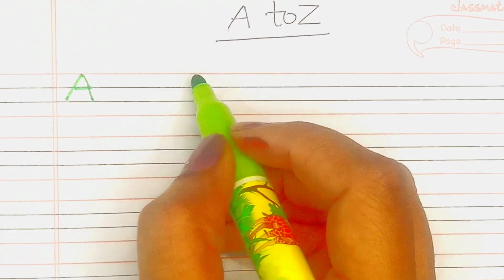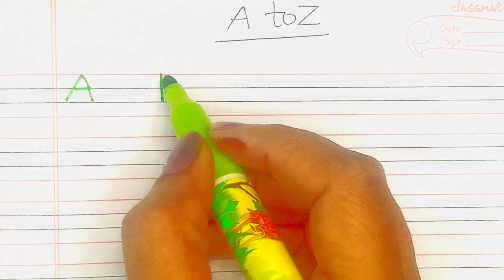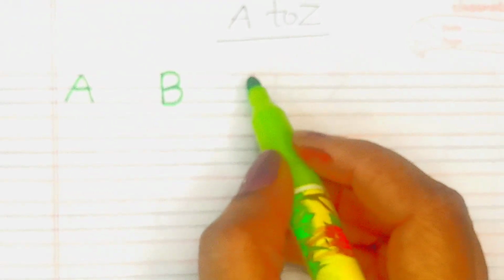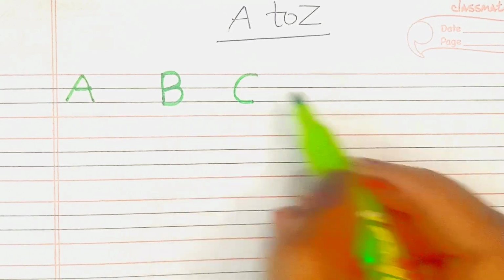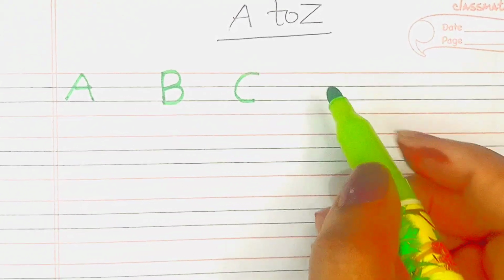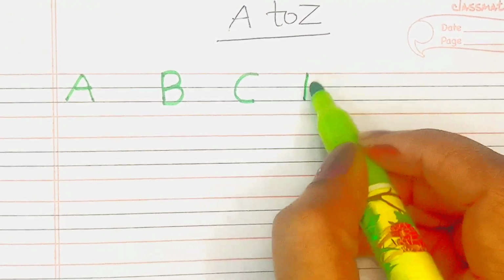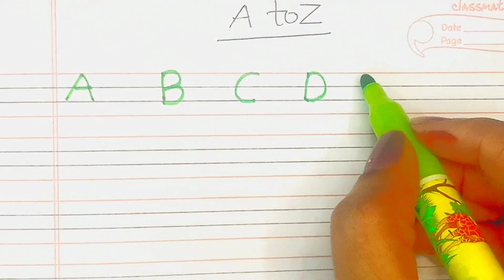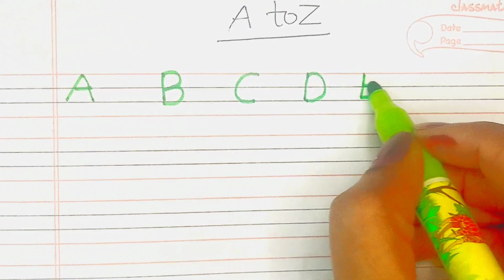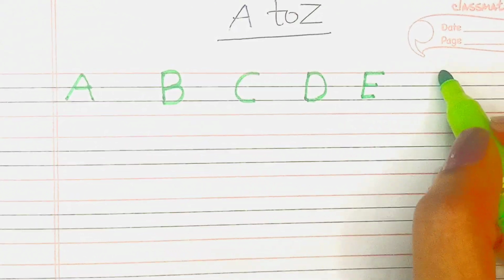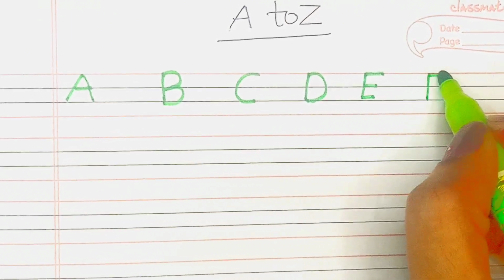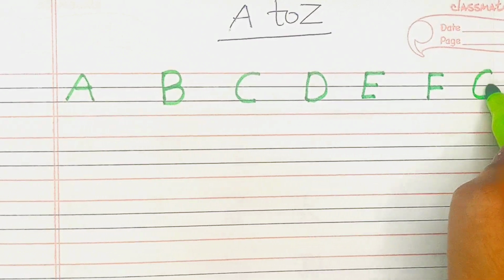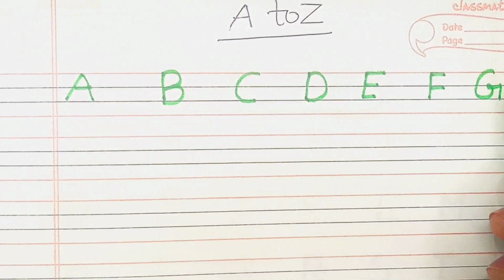A for apple. B for ball. C for cat. D for dog. E for elephant. F for fish. G for girl.